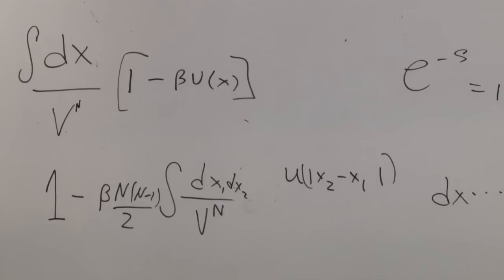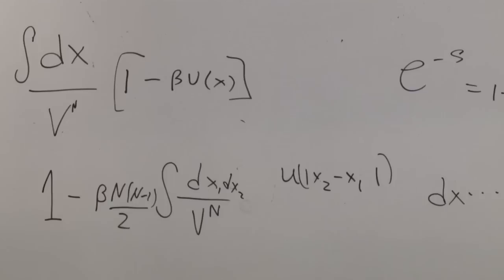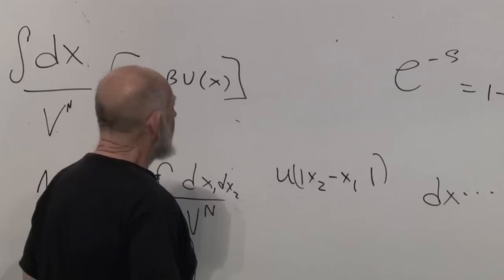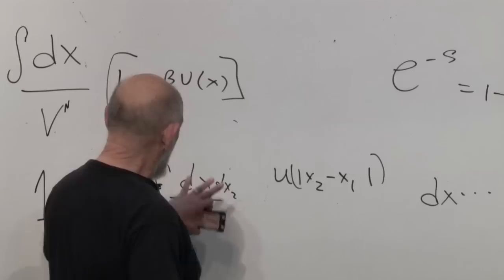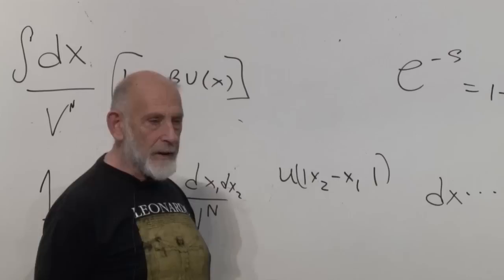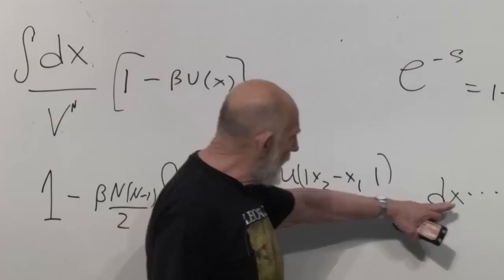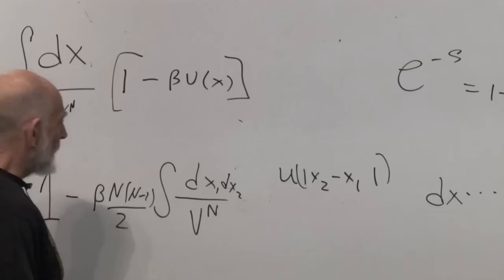Yeah. I'm a little confused about why u of x2 minus x1 has the same value for every pair of particles. No, it doesn't. There are many integrals here. It's a sum of integrals, but every integral has exactly the same form. Each integral is an integral where two of the x's are inside a u, and all the other ones are not inside a u. You want me to write the whole thing out? We'll write it.